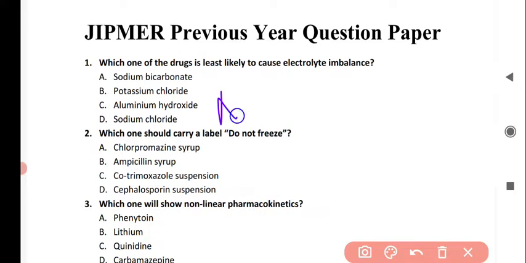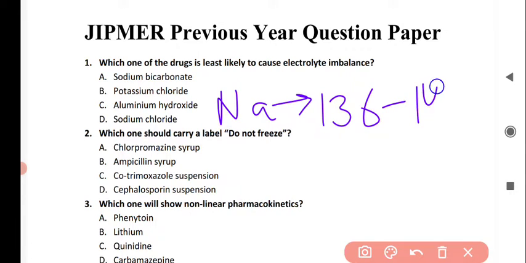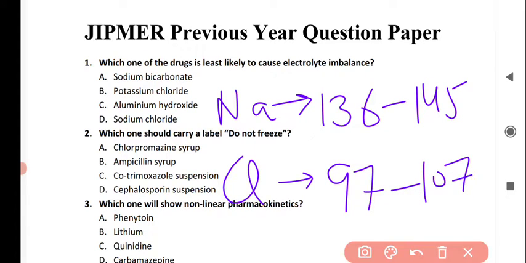Then if I talk about sodium, sodium mainly helps in maintaining the fluid balance, and it is needed for muscle contractions and also helps with nerve signaling. It is required in the body in the range 136 to 145 milliequivalents per liter. Then I'll talk about chloride. Chloride mainly maintains the fluid balance in the body and is required in the range 97 to 107 milliequivalents per liter. These ranges can vary from book to book.